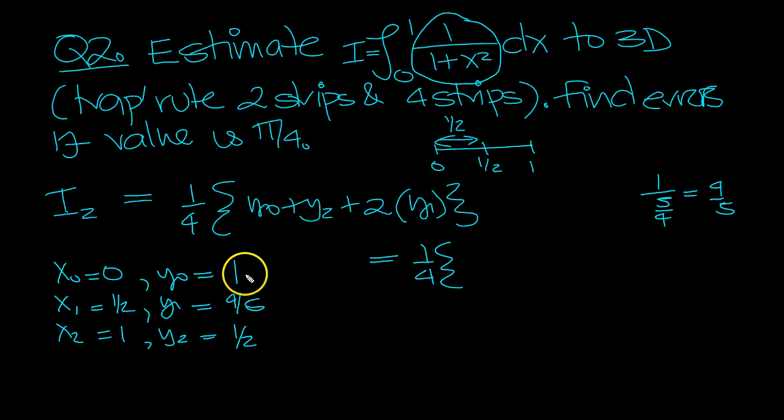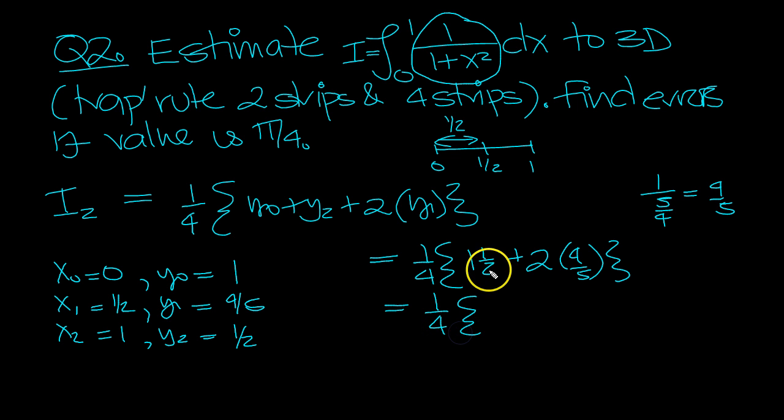Okay, so this thing then is equal to 1/4 of the first plus the last, this one and this one, which is 1 1/2, plus 2 lots of 4/5, the y1. So what have we got? We've got 1/4, this is 3 over 2. We've got fifths, so let's do tenths. 3 over 2 as tenths is 15 over 10. And this is 8/5, so it's going to be 16 tenths, isn't it?